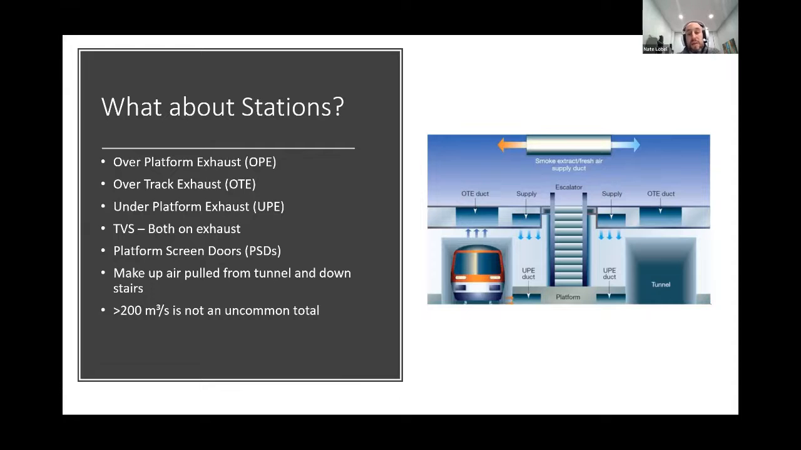In stations, it's really not uncommon to have over 200 meters cubed per second, because typically what you would do is turn on the TVS at each end of the station to a complete exhaust, and then exhaust as much as you can down here.